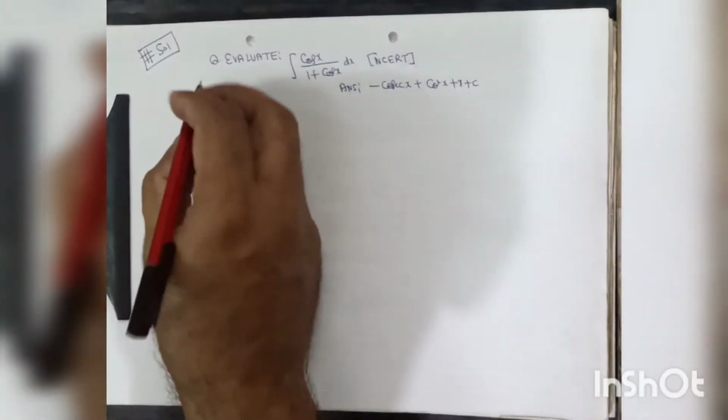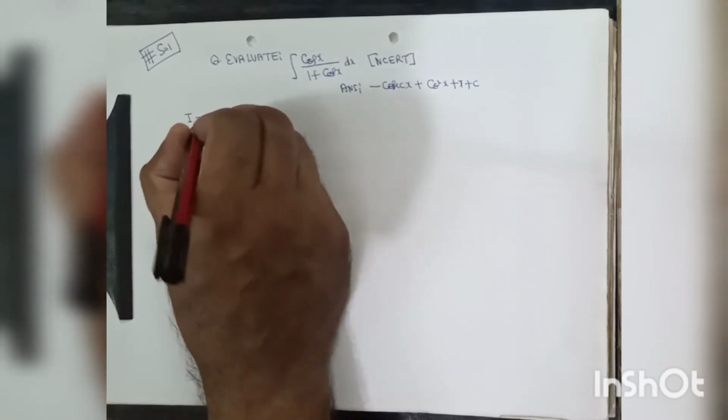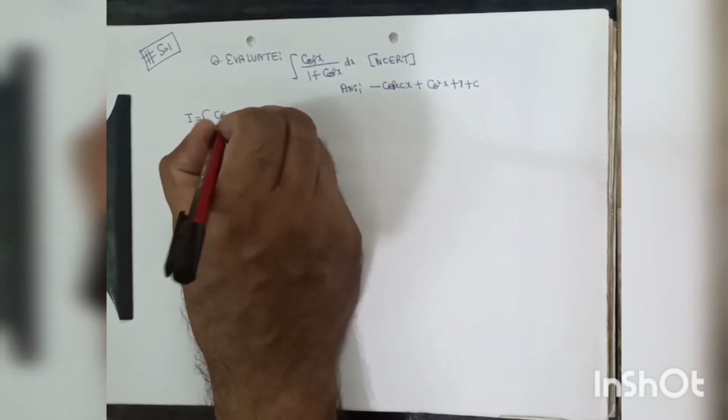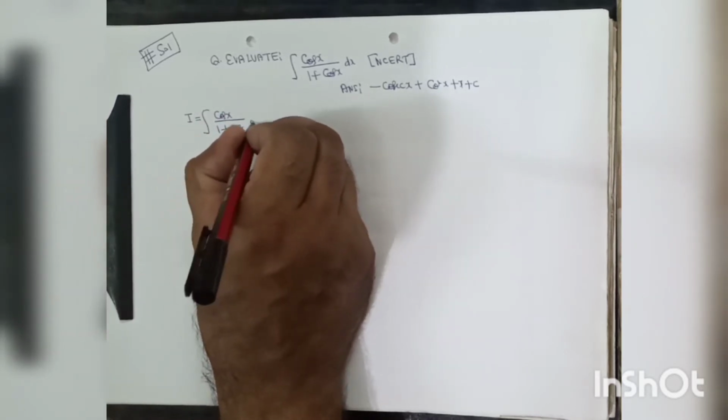Hello, it is a question related to integral calculus. We have to evaluate a given integration. Let the given integration be equal to I. Let I be equal to the integration of cos x divided by 1 plus cos x dx.